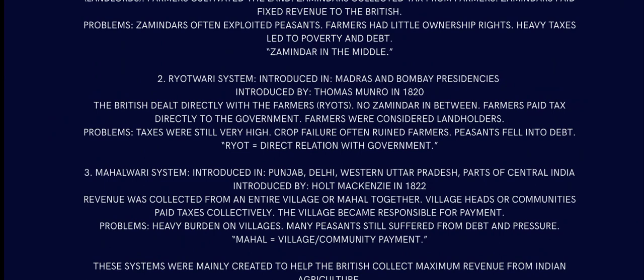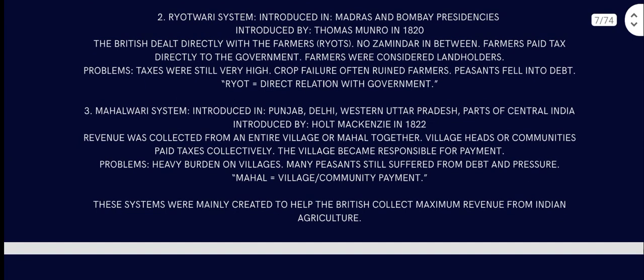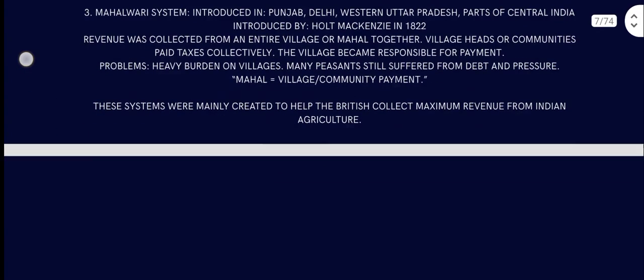What were the problems in the Mahalwadi system? Problems were a heavy burden on villages. Many peasants still suffered from debt and pressure. The British were not very good people, so everything they created was going to be problematic, and they created this for their own benefit, not the people of India. Mahal means village, that is, community payment is called Mahal. This system was mainly created to help the British collect maximum revenue from Indian agriculture. That was their whole point, to collect more and more taxes.